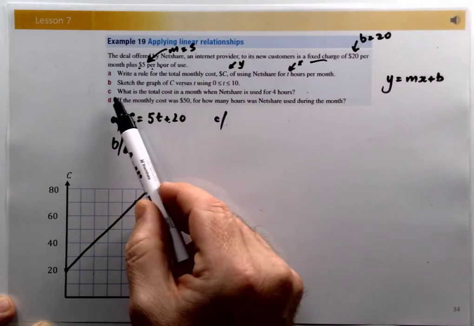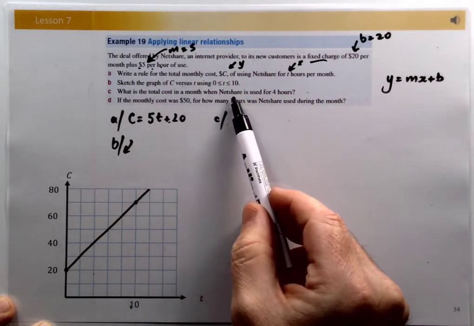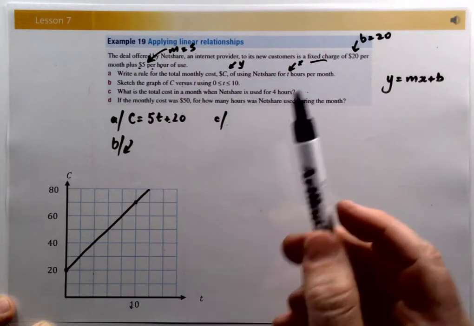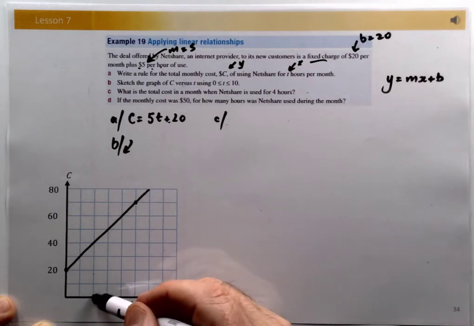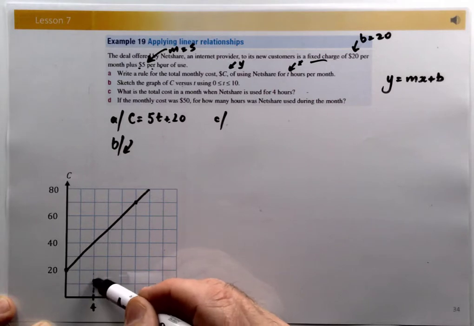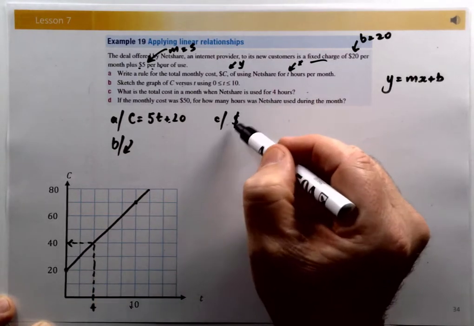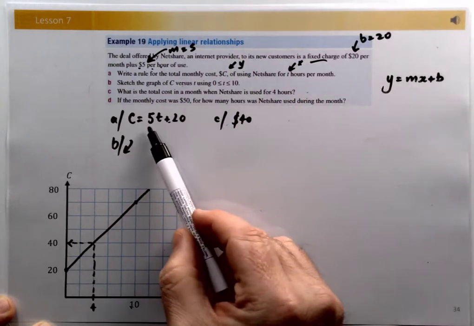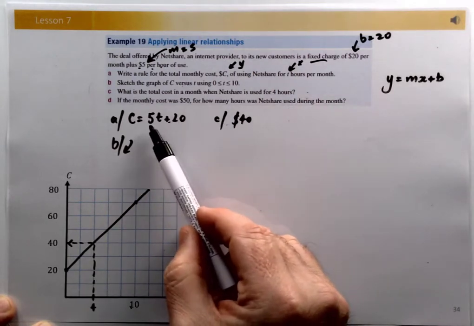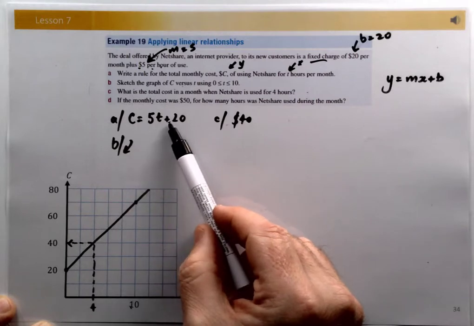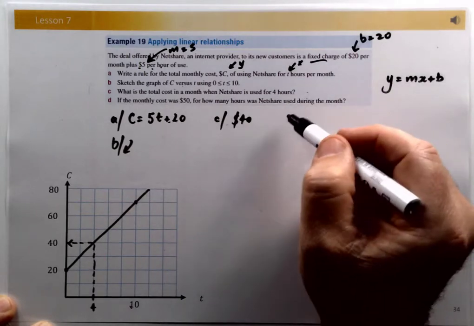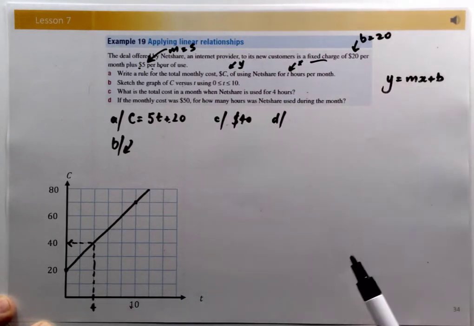Okay, part C, what is the total cost in a month when NetShare is used for 4 hours? So we've got two choices here. We can either find 4 on the graph, come up till we hit the line and read it across, so it'll be $40. The alternative method is to substitute into this formula here. So go 5 times 4 plus 20, that will also give you that $40.